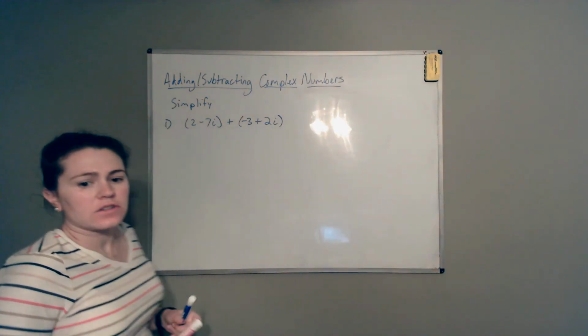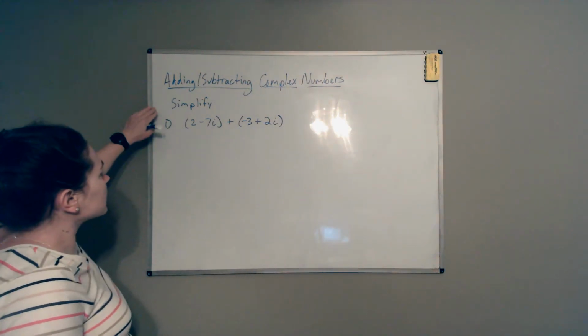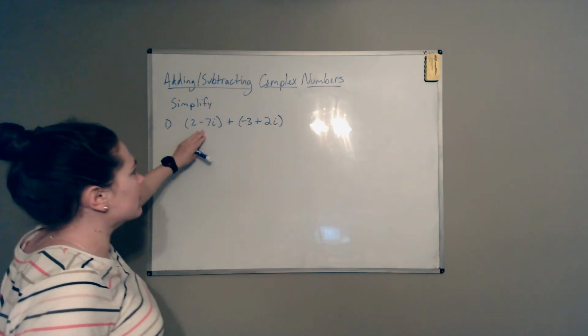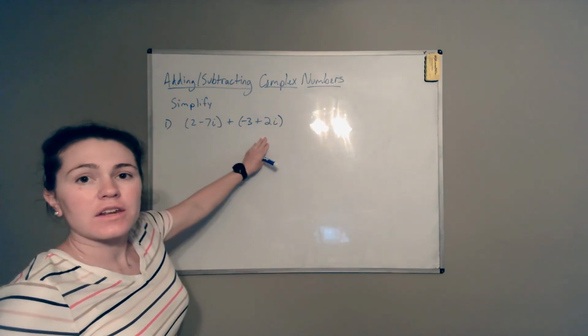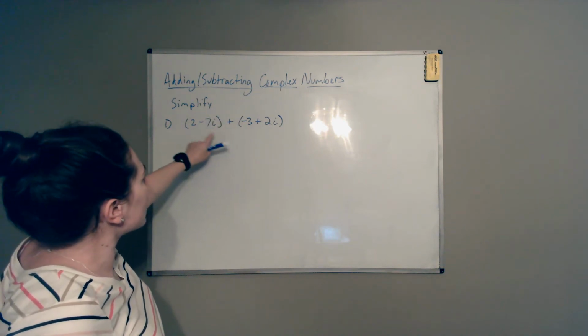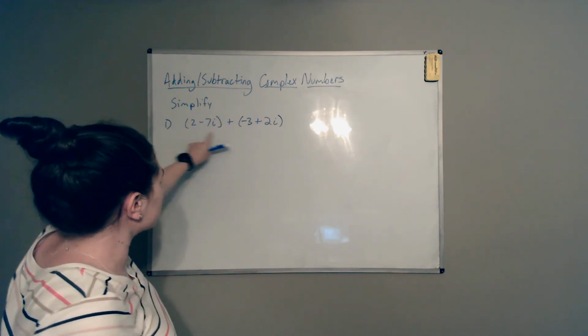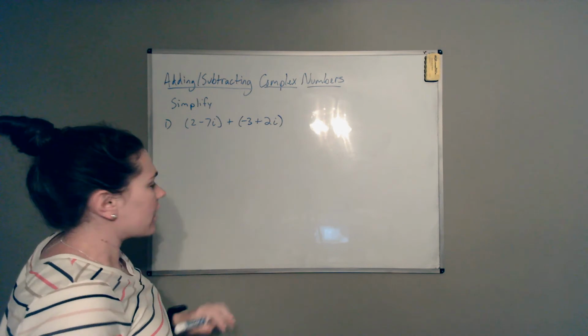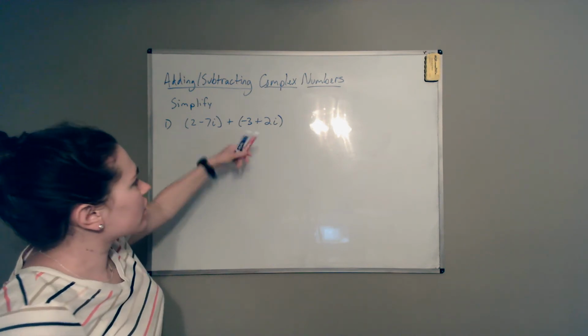Okay, so in adding and subtracting complex numbers, we're going to simplify. This is number 1: 2 minus 7i plus negative 3 plus 2i. So we can see that this is adding two complex numbers together. Here's the first complex number, here's the second. And what this says is we're going to add together the complex numbers.